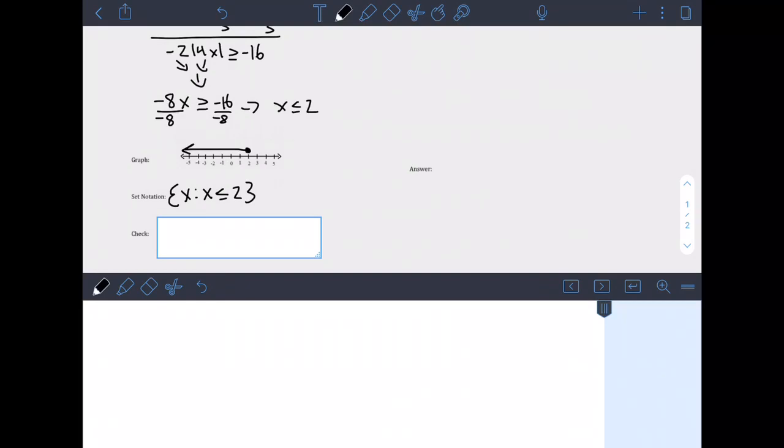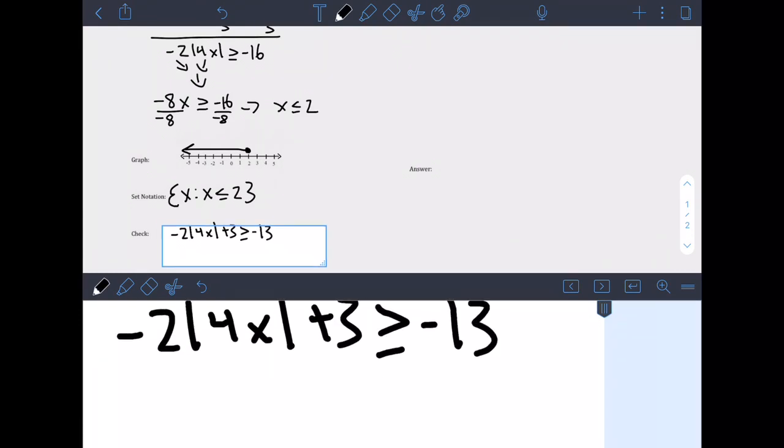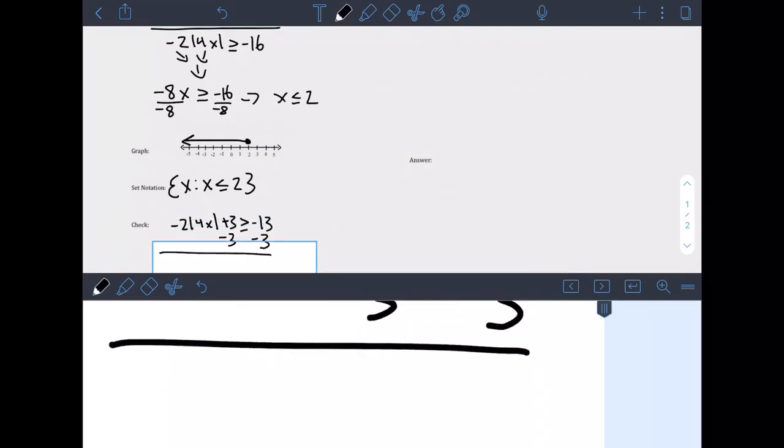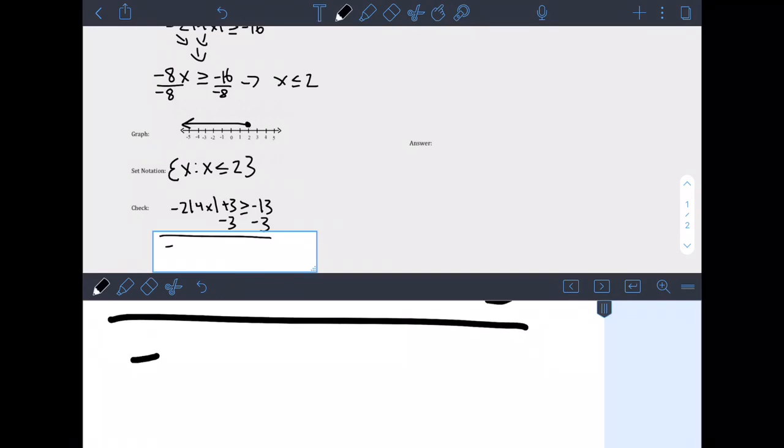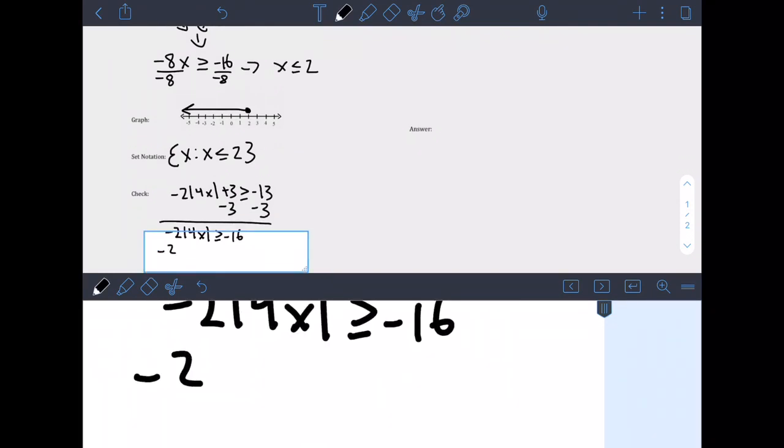Okay, so starting off with the check, I'm just going to rewrite the original equation. And the first couple steps of the check are the same as the original problem. So rewrite it, minus 3 on each side. And then I'm going to rewrite the -2 parentheses 4x is greater than or equal to -16. And then this is where the change comes in. Instead of putting x on the next step, you put 2 because that was the answer to the original equation.